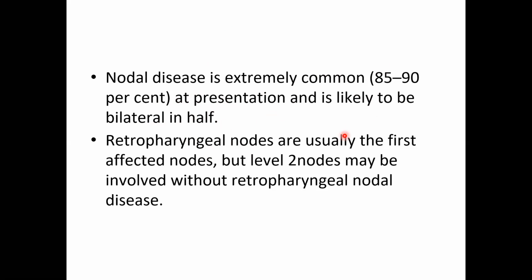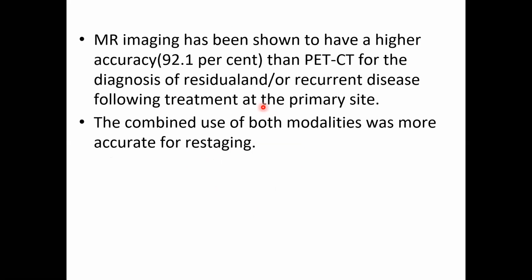Retropharyngeal nodes are the first to be affected, but level 2 nodes may be involved without retropharyngeal nodal disease, so keep this in mind. MRI has been shown to have a higher accuracy, more than 92%, than PET for the diagnosis of residual or recurrent disease following treatment of the primary site. So for the nasopharynx, especially, you go for MRI. The combined use of both modalities will be helpful for restaging.